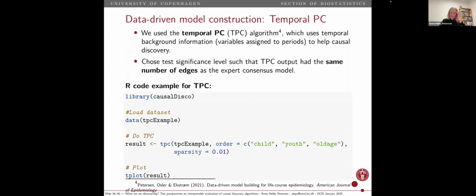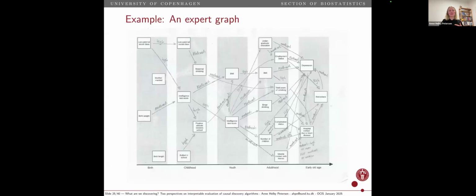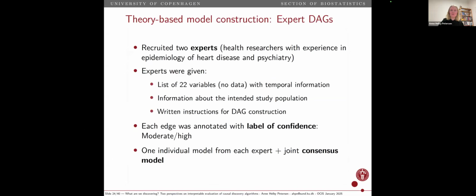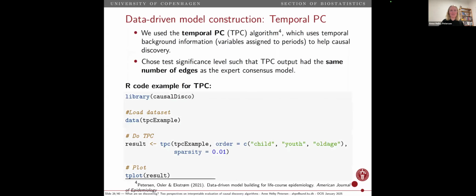Okay, then what did we do for the data-driven model construction? Well, we used the temporal PC algorithm, which is a temporal modification of the standard PC algorithm that makes use of this temporal data structure where you have variables assigned to different periods, so you know there can't be any causal links against the direction of time. There are different ways to use that information, and this specific implementation is available in R in the Causal Disco package, and also in the TPC package in R. And there's also something in Tetrad, which I think might be a little bit different, but I think it's the same overall ideas.